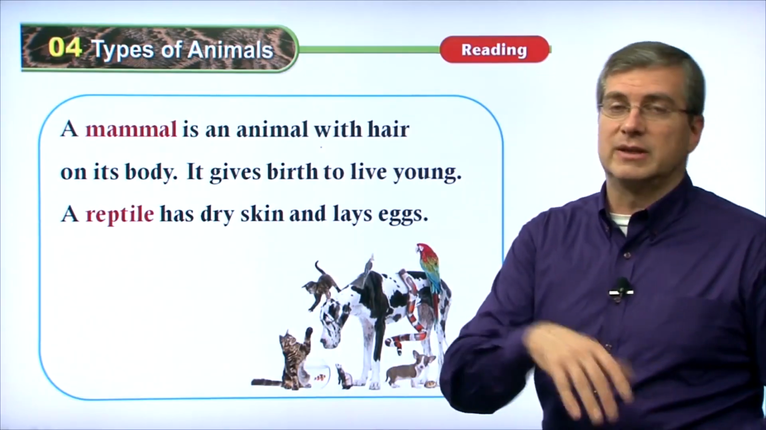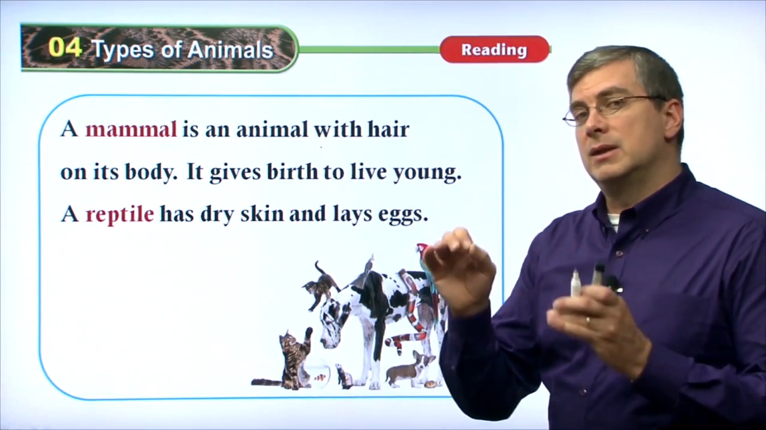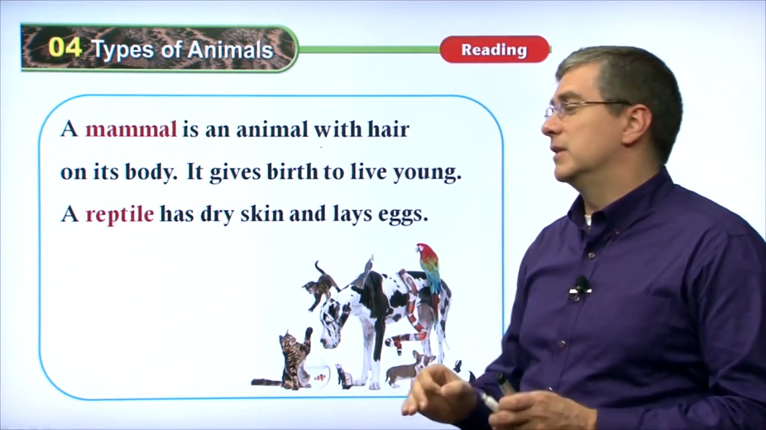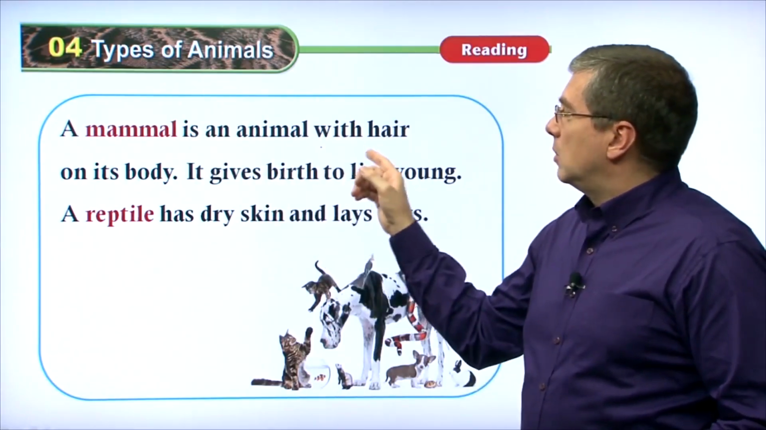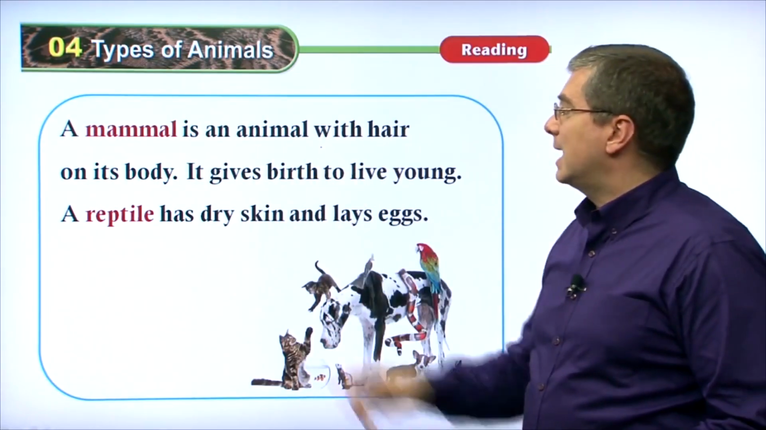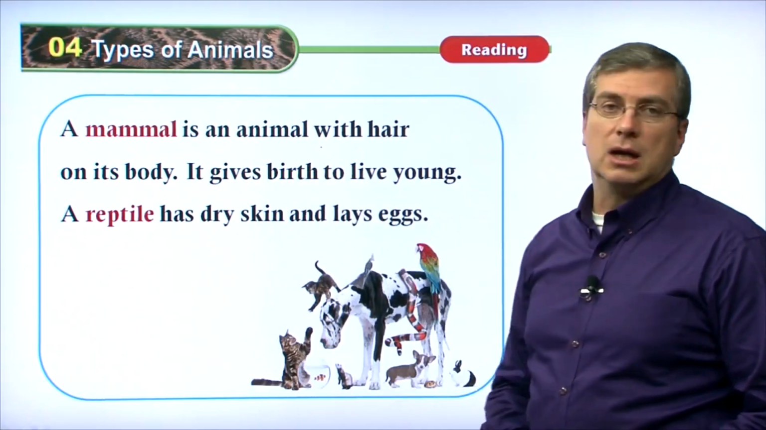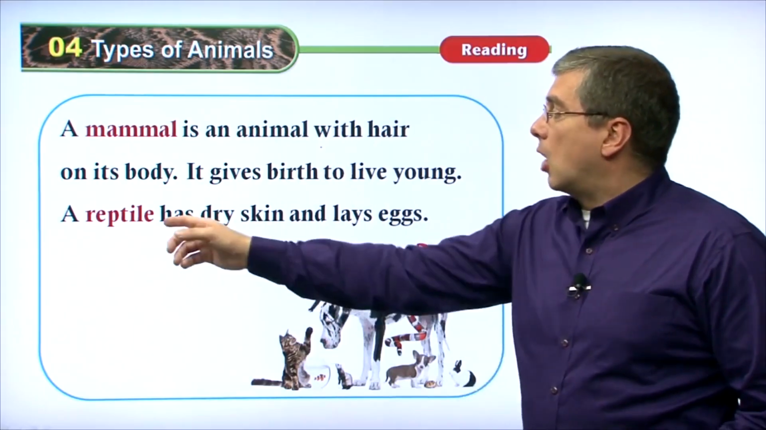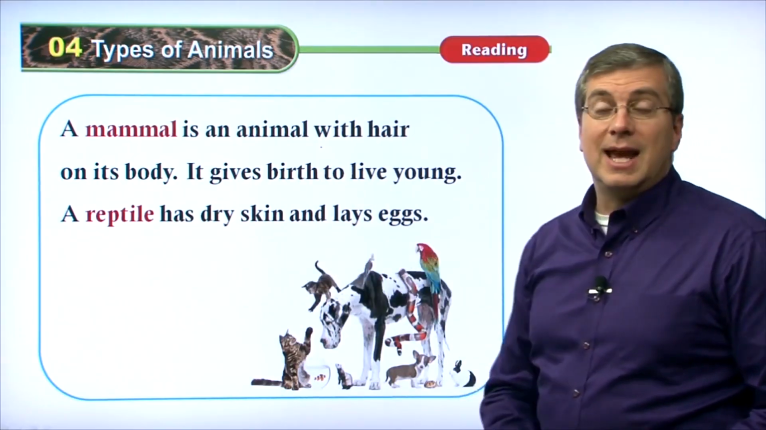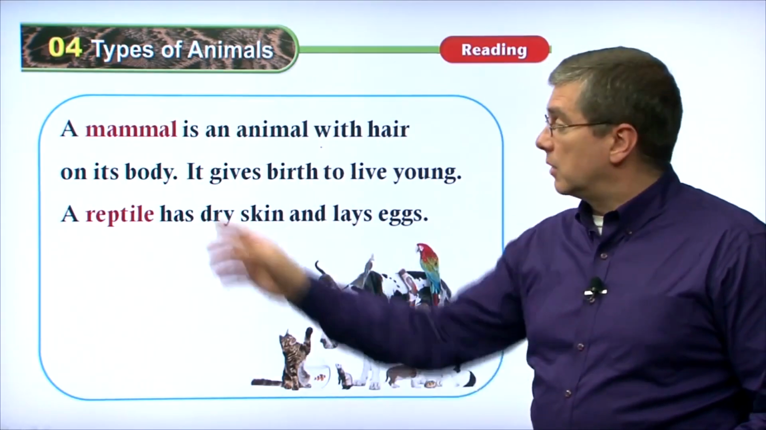You know, some live on land, some live in water. Now we're going to talk about the specific names of these different types of animals. A mammal is an animal with hair on its body. Okay? It gives birth to live young. So that's our first category. Remember, we're talking about 6 different categories. A reptile has dry skin and lays eggs. So that's the second one.